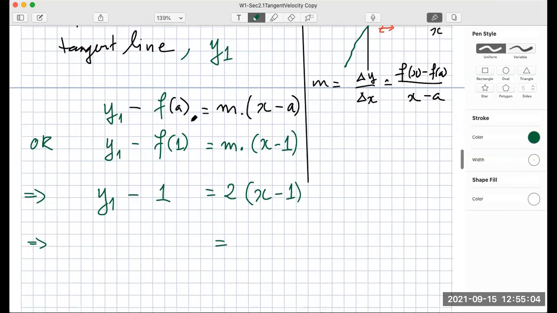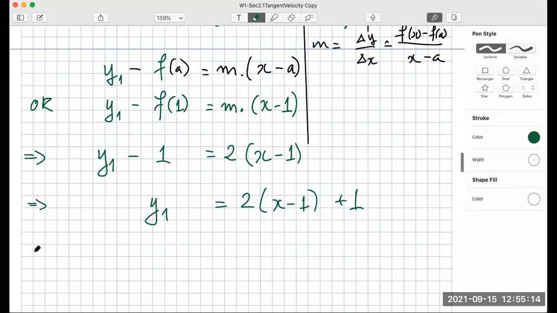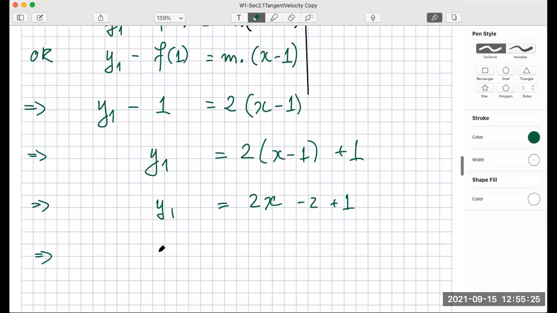This is how we remember this formula. Therefore, can we make it simpler? Just add 1 to the other side. Very good, thank you, Christian. 2 times x minus 1 and then plus 1, right? Or distribute this, and therefore y1 is 2x minus 1, right? This is the tangent line of the given function at the point P(1, 1).